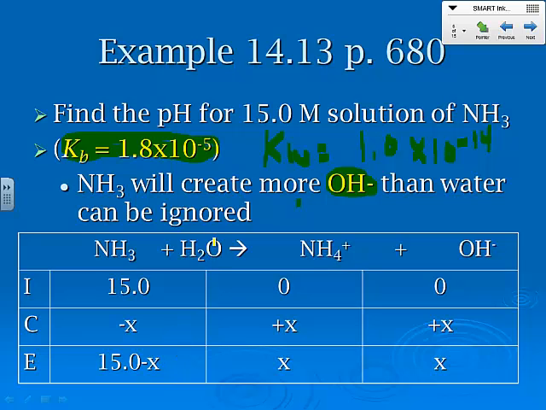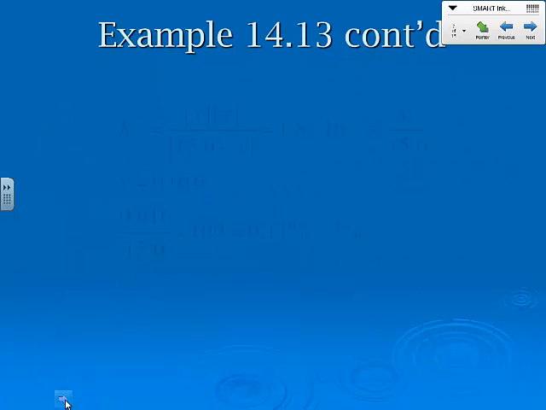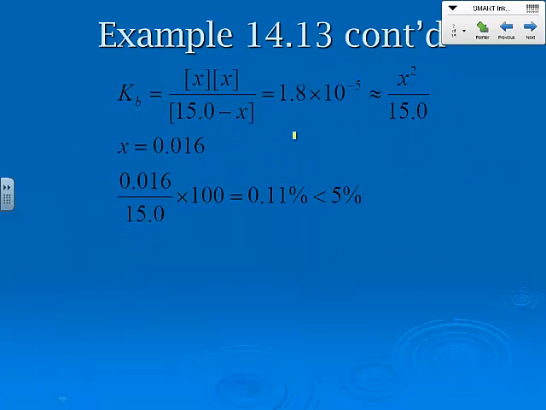Okay, so you want to plug these in. Notice I put the water in here, but there's nothing listed there. So the initial concentration for ammonia is 15, 0 for ammonium, 0 for hydroxide. We're going to have minus x, plus x, plus x. We've got our E, so it's a plain old ICE table. And then we're going to get to setting up and solving our KB expression.